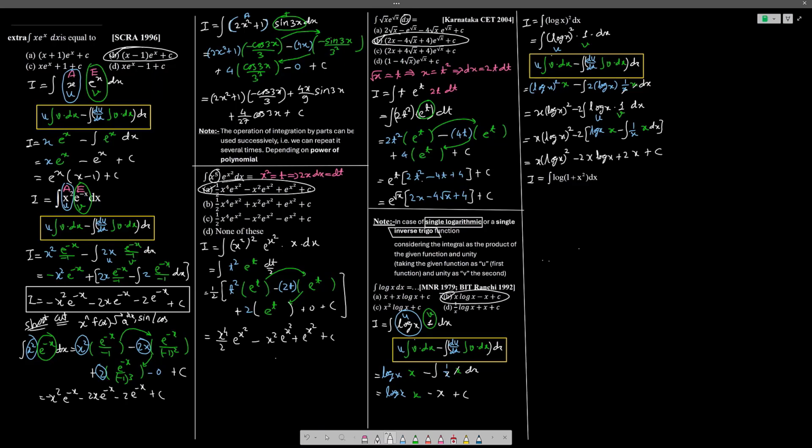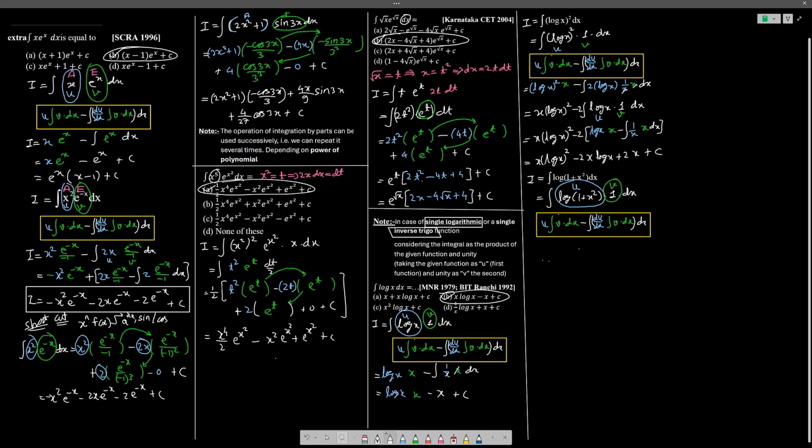Integration of log(1 + x²). See, integration of log(1 + x²) into 1 dot dx. Consider log(1 + x²) as u and 1 as v. Now apply the formula.